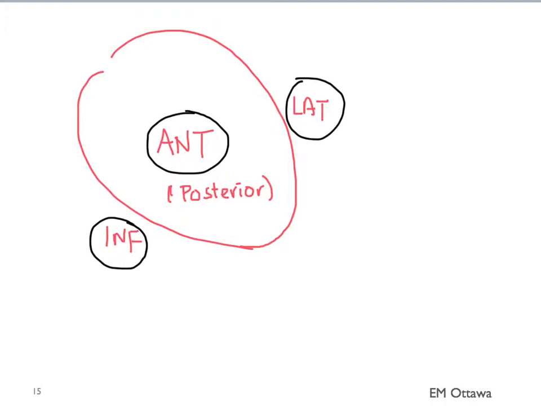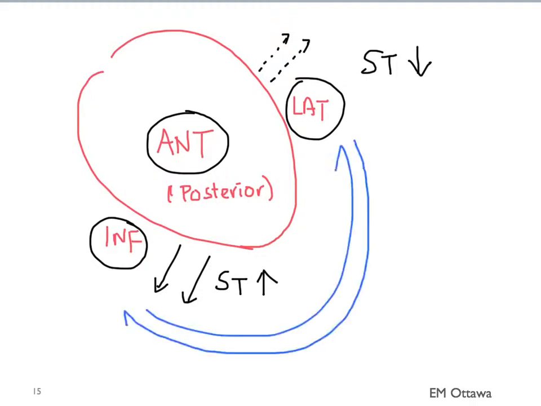Therefore, in a patient with ST elevation in, say, the inferior leads, the lateral leads should be showing ST depression. And if there are ST elevations in the lateral leads, there should be ST depression in the inferior leads. These two territories always reciprocate with each other. The same goes for anterior and posterior leads. That is, if there is ST elevation in the anterior leads, if we do posterior leads, we will see ST depression. These two territories always reciprocate with each other.